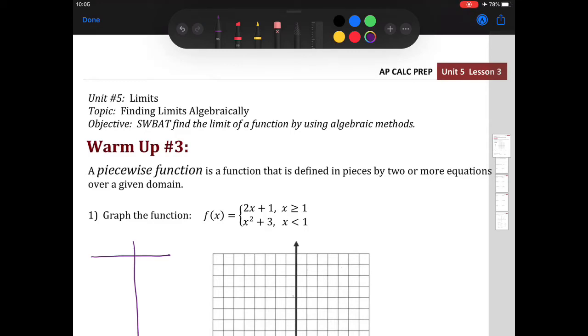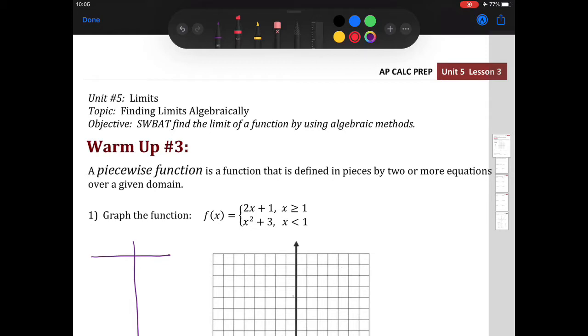Our topic today is finding limits algebraically. So pause the video and try to do the warm-up on your own. It's a piecewise function. So let's start with this. A piecewise function is a function that is defined in pieces by two or more equations over a given domain. And we discussed that in Lesson 1 also.